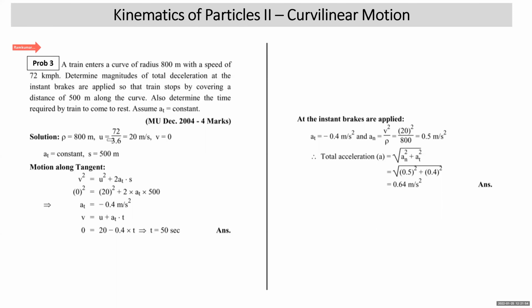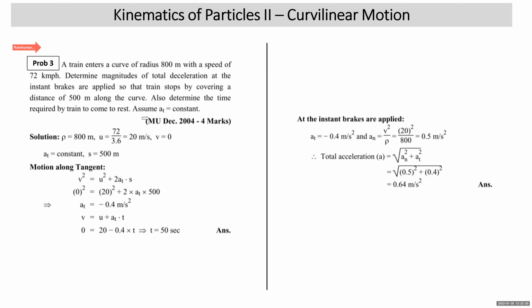Problem number 3. A train enters a curve of radius 800 meter with a speed of 72 kmph. That means radius of curvature is 800 meter and initial velocity is 72 kmph. Determine the magnitude of total acceleration at the instant the brakes are applied so that the train stops by covering a distance of 500 meters. That means after covering a distance of 500 meters along the curved path, it comes to rest. Also determine the time required by the train to come to rest.